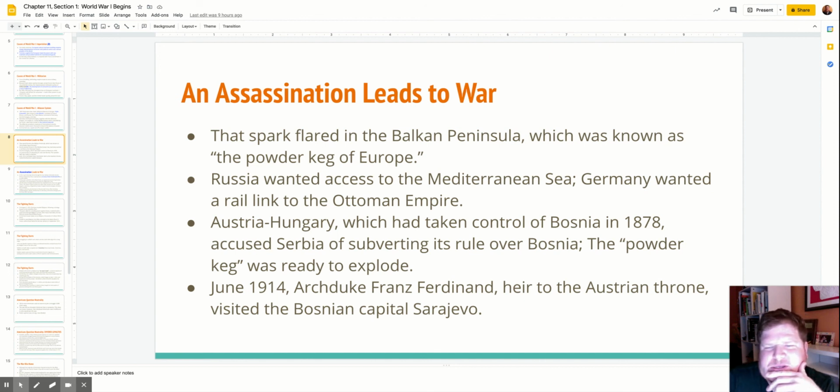And basically what we start to see is a powder keg building up in the Balkan Peninsula during this time, and sparks are flying, but luckily the powder keg hasn't exploded. But Russia, who wants access to the Mediterranean, is being blocked by the Ottoman Empire thanks to Germany. And so Austria-Hungary had taken control of Bosnia in 1878 and accused Serbia of subverting its rule over Bosnia, and the powder keg was ready to explode.